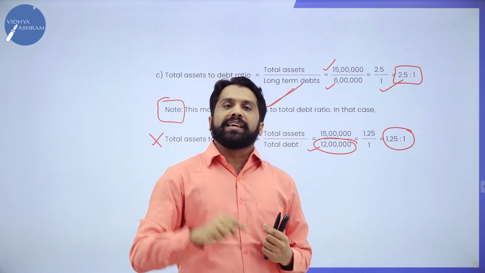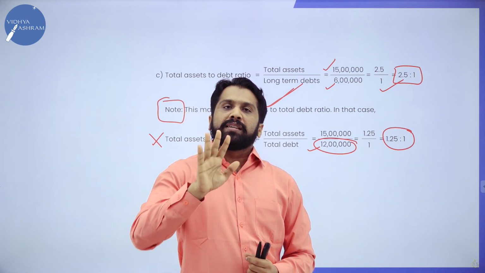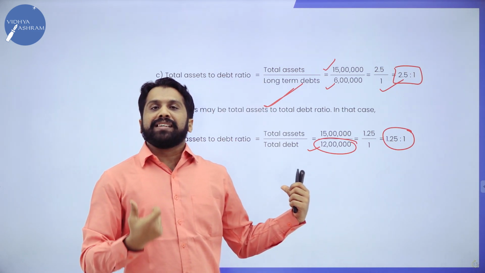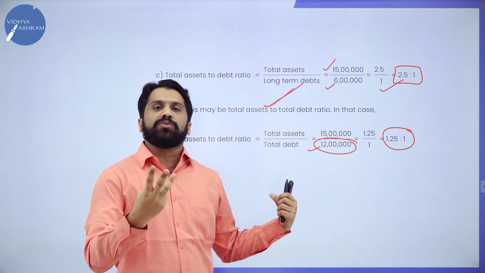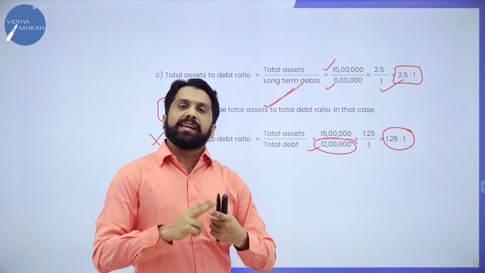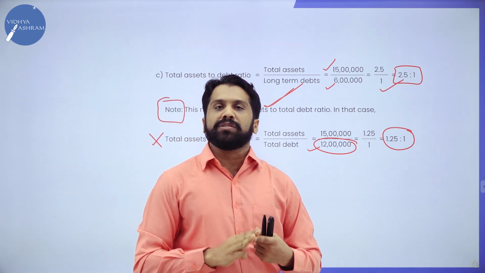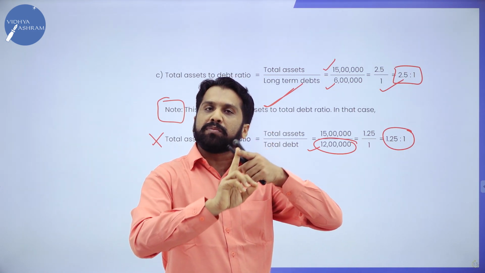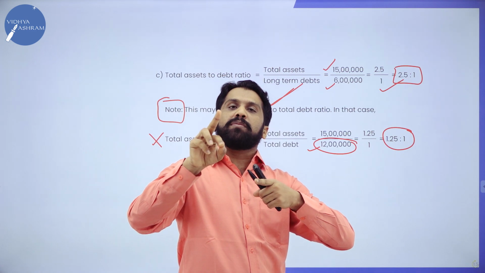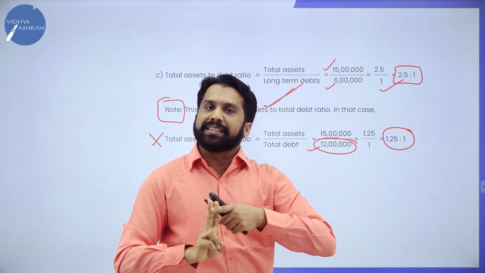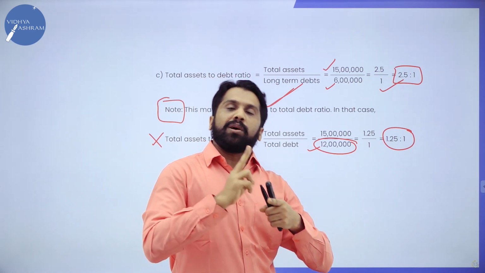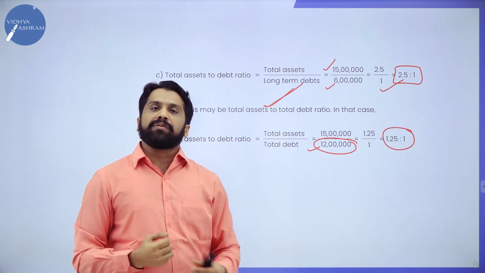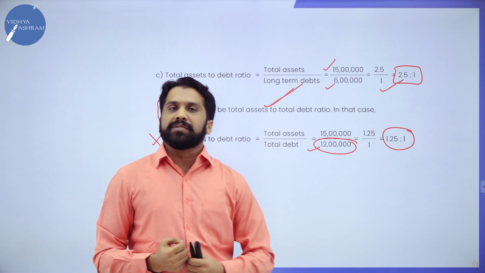On this you may get a 12 marks problem. They will give you 3 or 4 ratios. On that each ratio will carry 2 or 3 marks. Sometimes if they give 3 ratios, each carries 4 marks. So you have to remember the formulas and be familiar with how to take the long-term debt and the capital employed. You have to focus on those things.